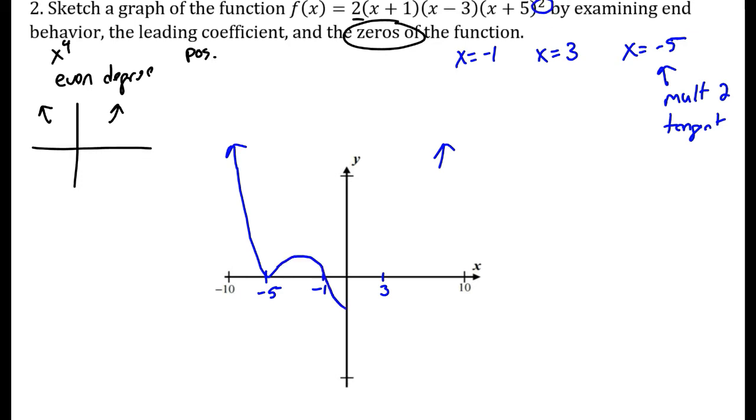I cross through -1, and I cross through 3, and that's the sketch of my function, y equals f of x. So by using my end behavior and my zeros, we can accurately sketch what these functions look like. Now, if you go to Desmos or on your TI-84, graph this function and change the window around, you're going to get something that looks like this.